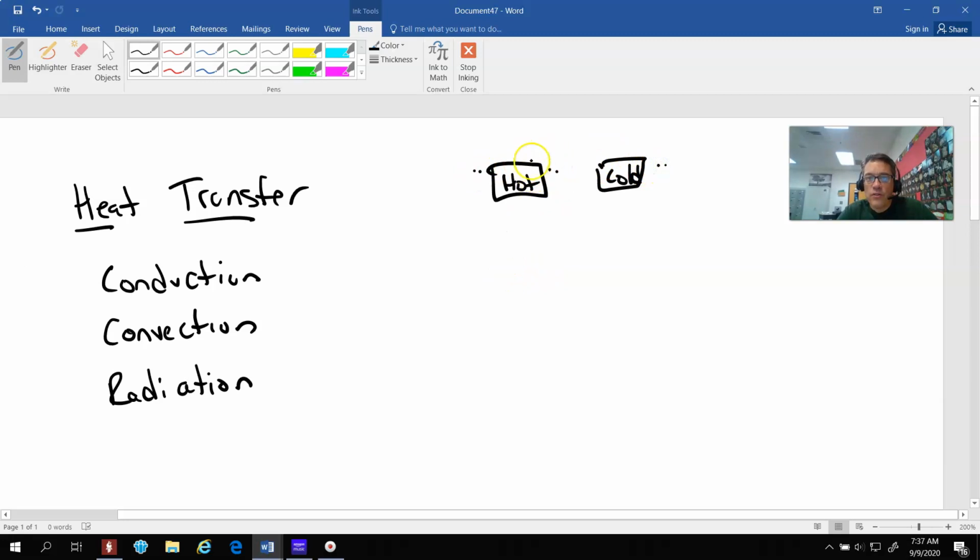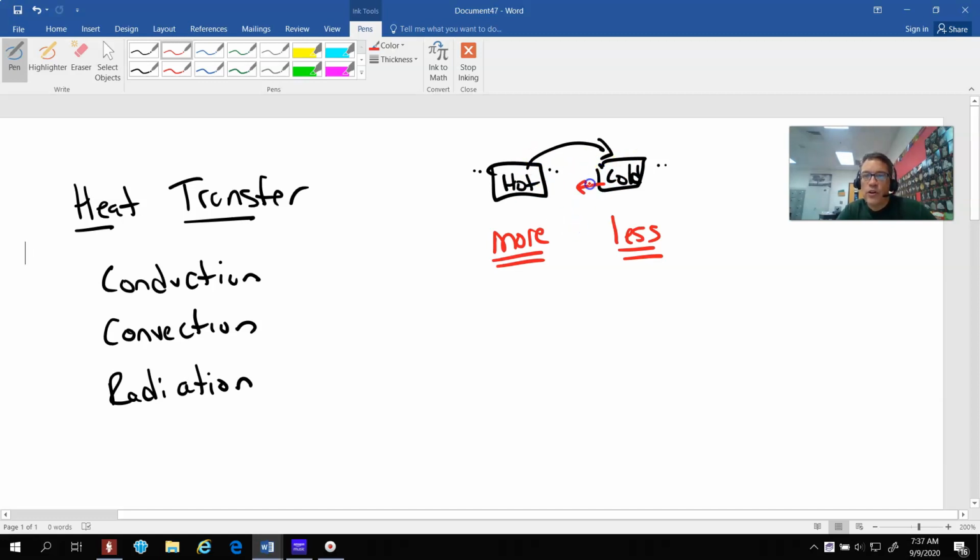So overall, if we brought two objects together, what we would see is energy would move from the hot object to the cold object. Now, in reality, energy does move from the cold object back to the hot object, but let's think about this. The hot object is going to have more energy. The cold object is going to have less energy. So even though some energy is going to be leaving the cold object, it's going to be receiving more than it's giving. And it's kind of like money.